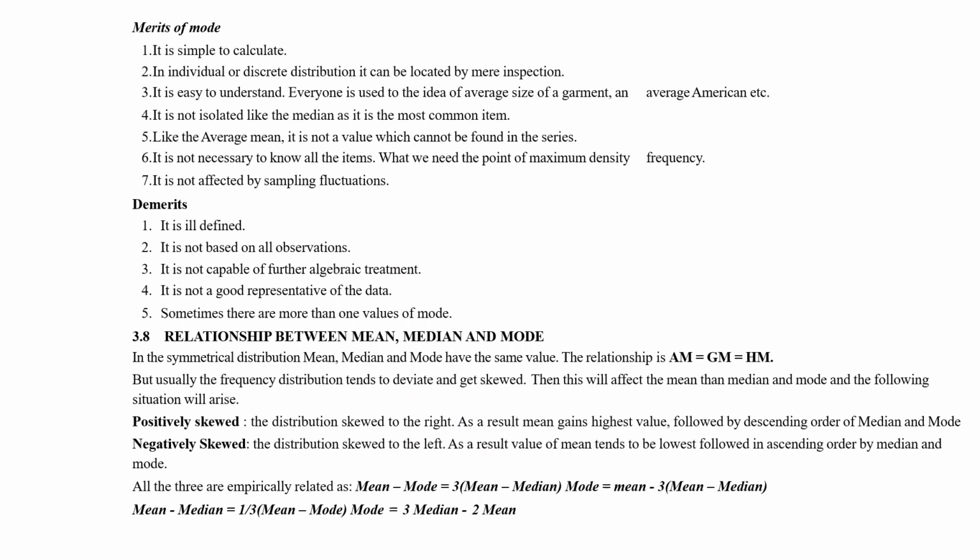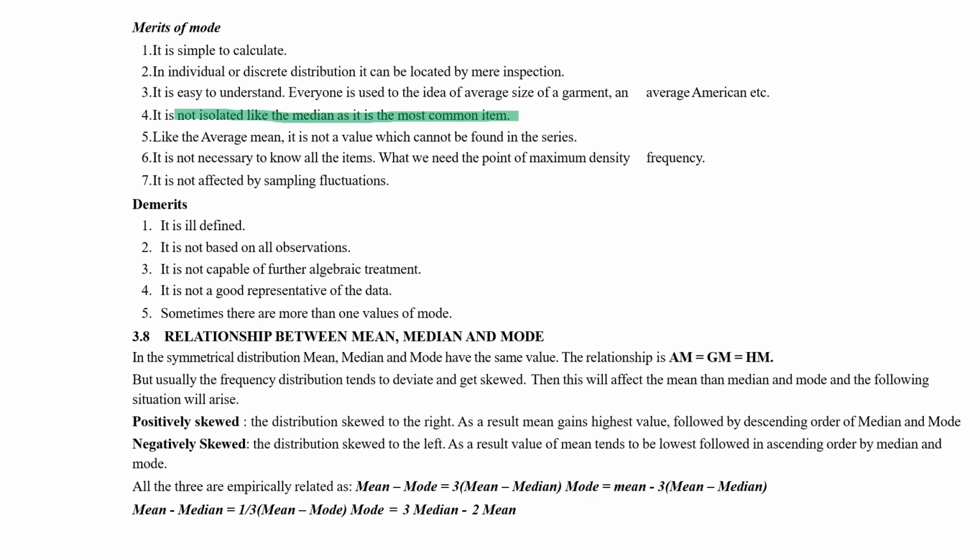So the merits of the mode: it is simple to calculate. In an individual or discrete distribution, it can be located by mere inspection. It is easy to understand. Everyone is used to the idea of the average size of a garment. It is not isolated like the median, as it is the most common item. Like the average mean, it is not a value which may not be found in the series.